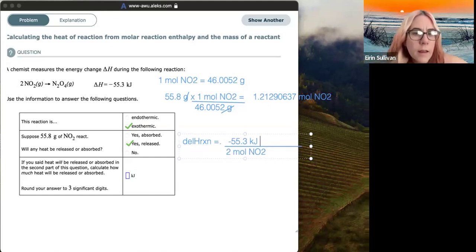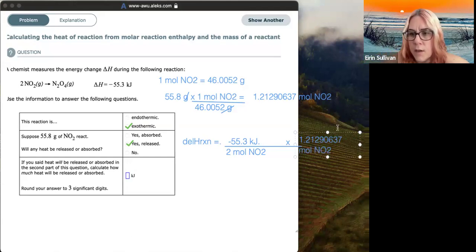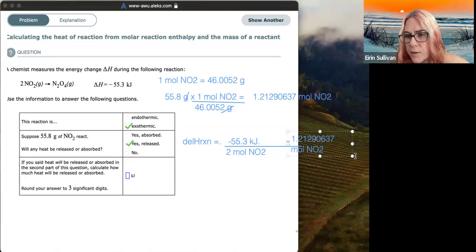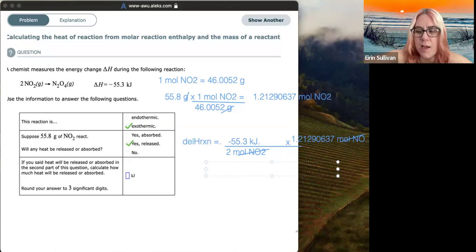Then I'm going to multiply it by the number of moles I calculated I do have, which is 1.21290637 moles of NO2. Then my moles of NO2 should cancel out, giving me my total number of kilojoules of heat released in the reaction as written for the amount, which is 55.8 grams.